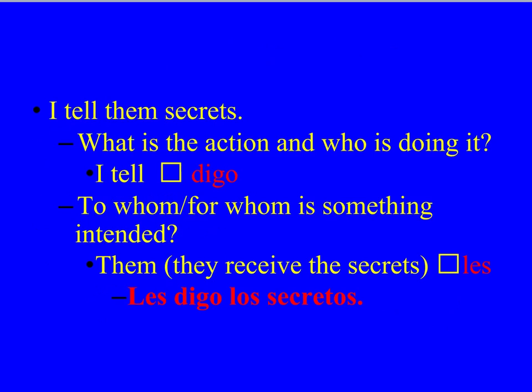I tell them secrets. Okay, so what is the action and who is doing it? So I tell. So underline the verb. To whom or for whom is something intended? Well, them. They're the ones receiving the secrets. So les is the indirect object pronoun. So go ahead and circle that. And then your example sentence will be les digo los secretos. There's your conjugated verb. Here is your indirect object pronoun.